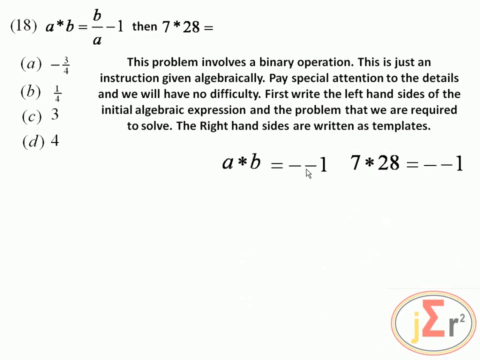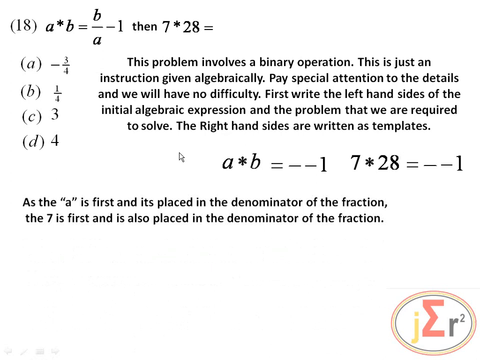The answer is given in a template. We have the fraction bar and we have the -1 that is a part of it right there. As the A is first and is placed in the denominator of the fraction, the 7 is first and is also placed in the denominator of the fraction.